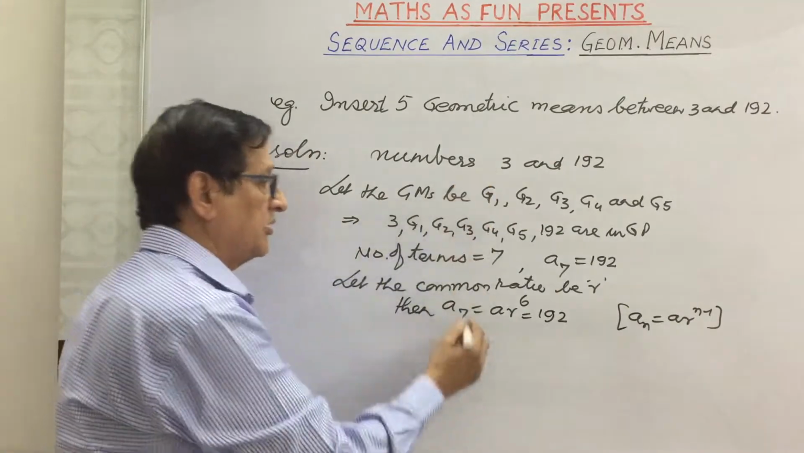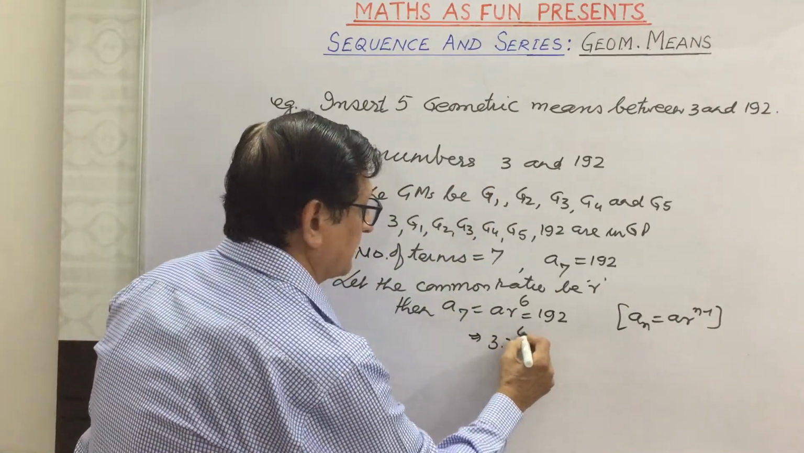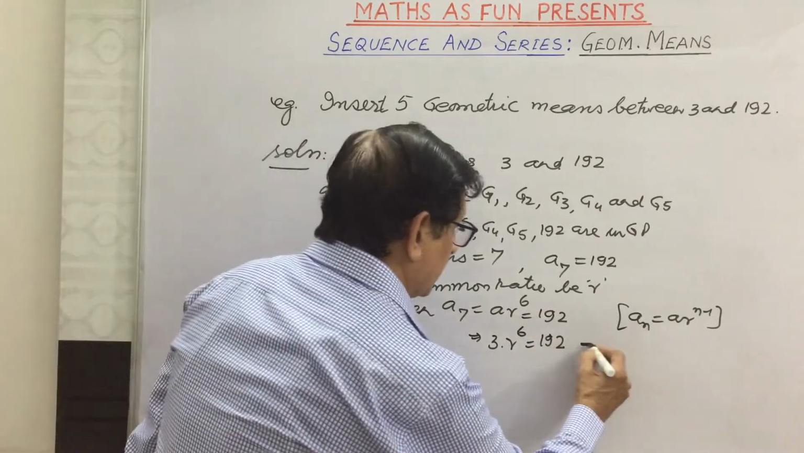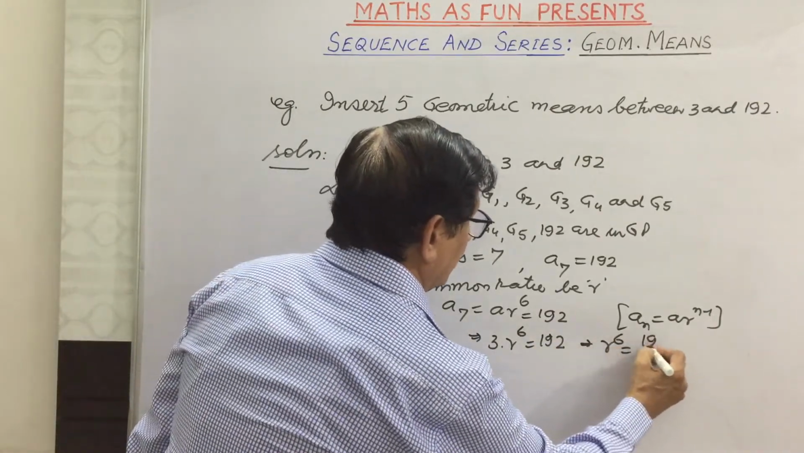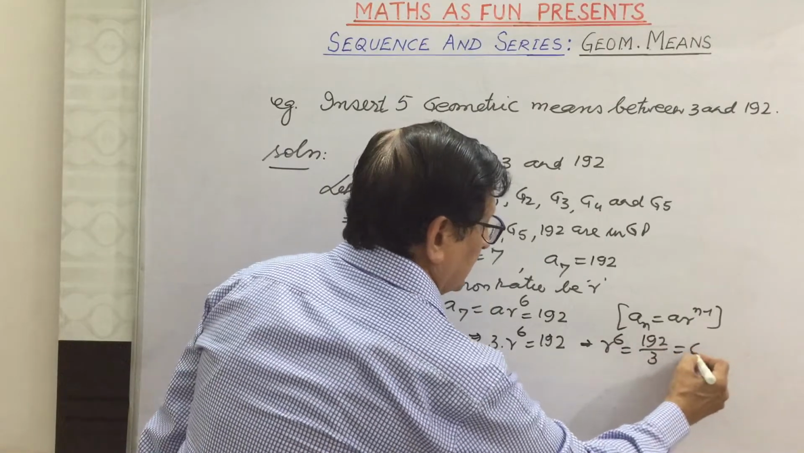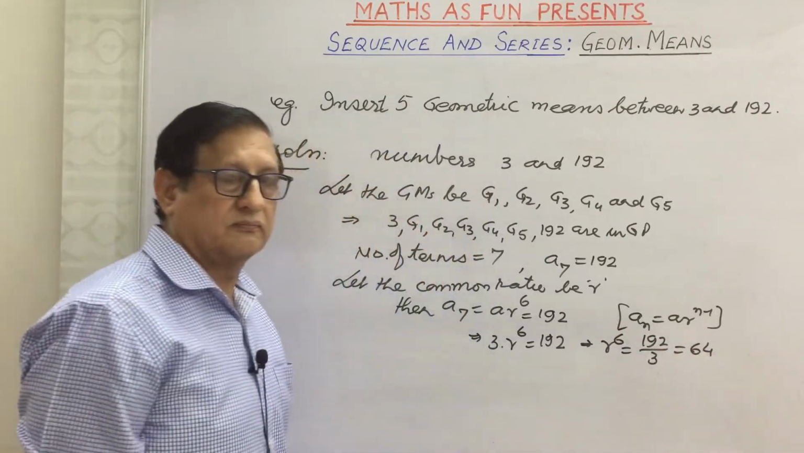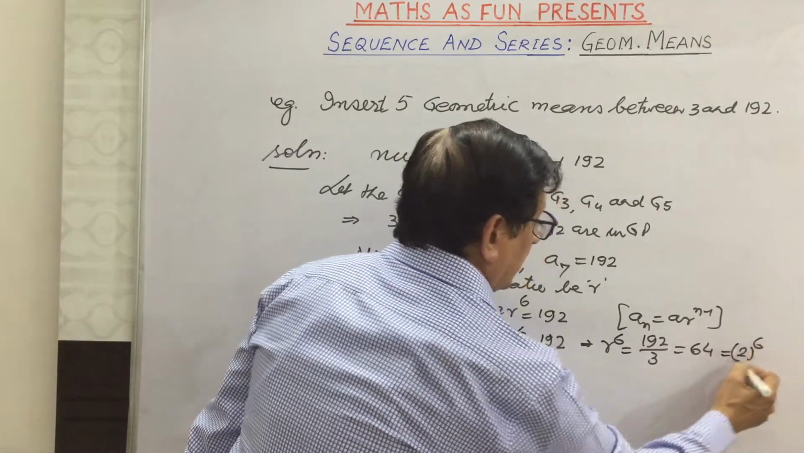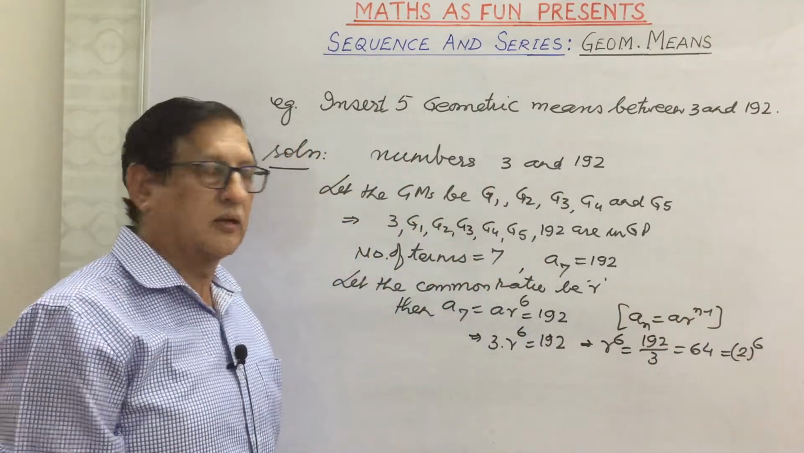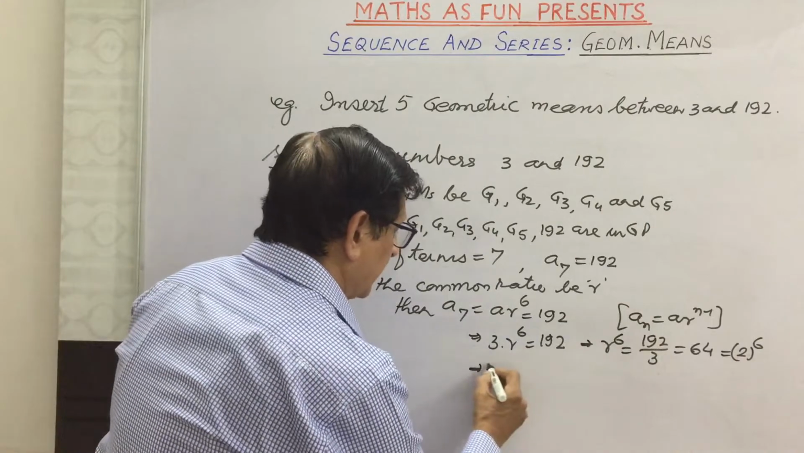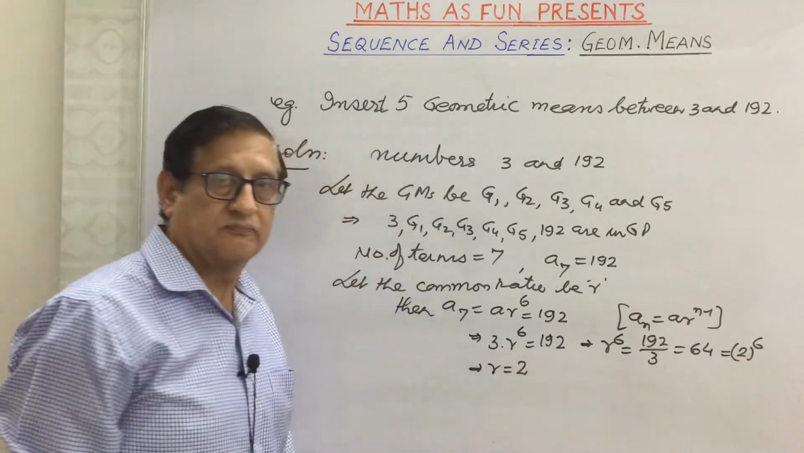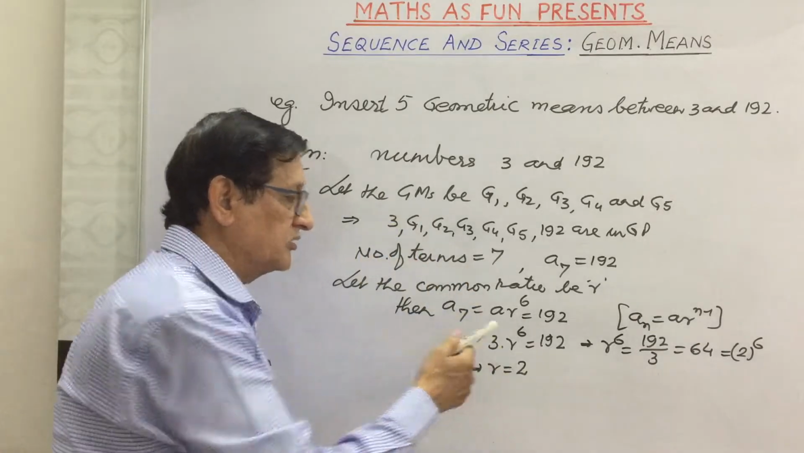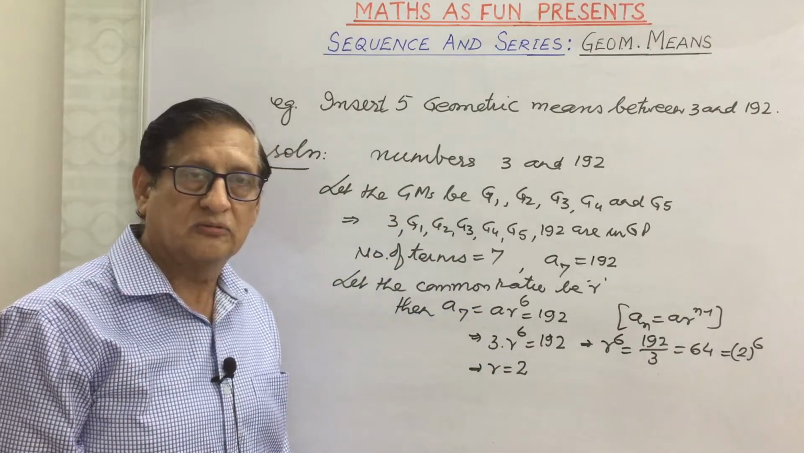A is 3 here, so this is 3 into R power 6 is equal to 192, which implies that R power 6 is 192 upon 3, which is 64. And we know 64 is 6th power of 2. Comparing this, we can find R is 2. So we know the first term 3, we know the common ratio R, that is 2.